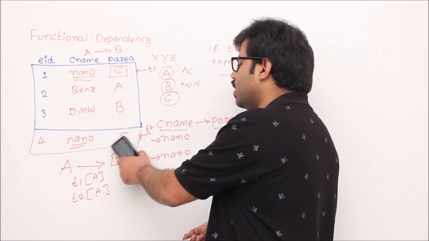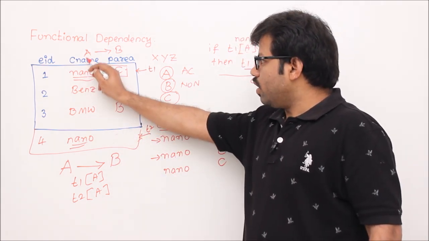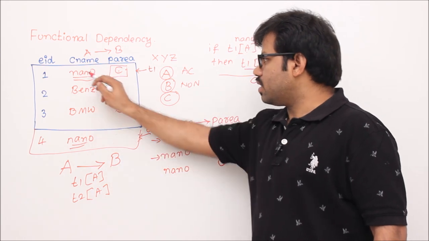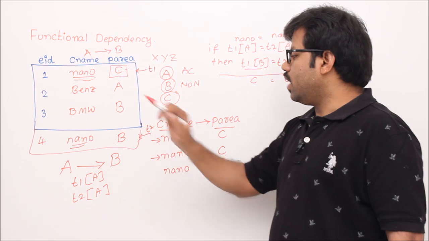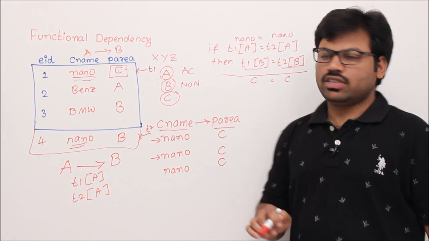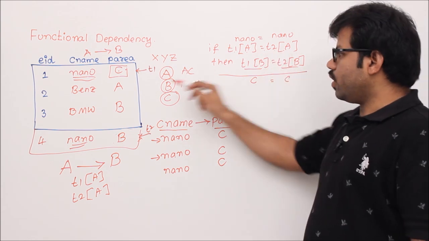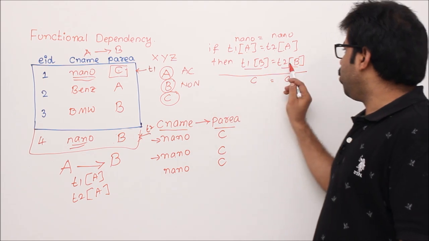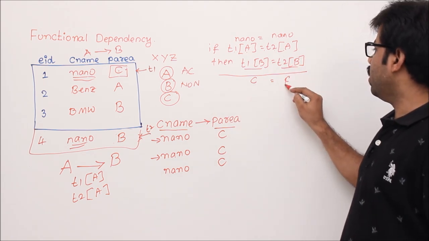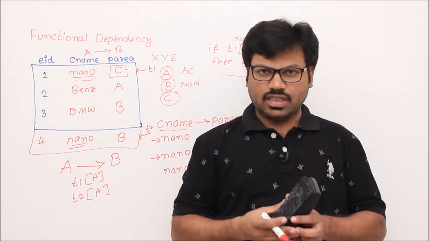Sir, how to violate functional dependency? Simple. Try to take two same values at car name, that means Nano, and make the parking area here something else, B. Then this rule will be violated. Check it out. Tuple 1 of A and tuple 2 of A both are Nano here, but tuple 1 of B is C and tuple 2 of B is B, correct? C equal to B is false. So you violated the functional dependency, right?